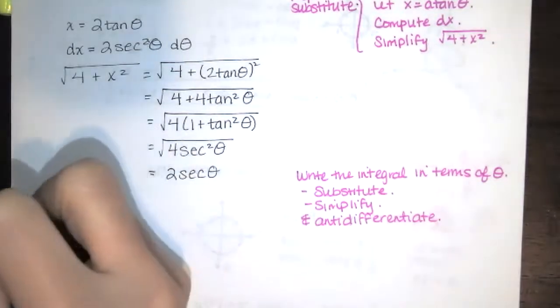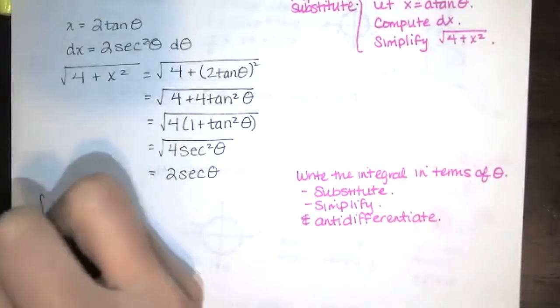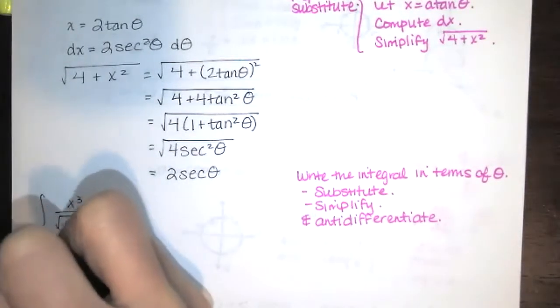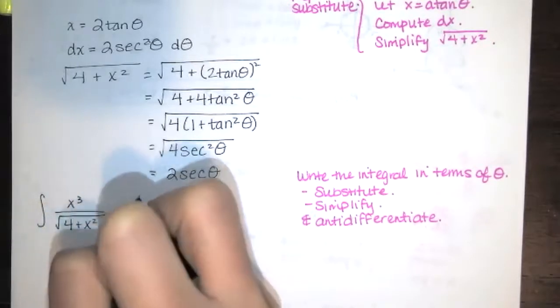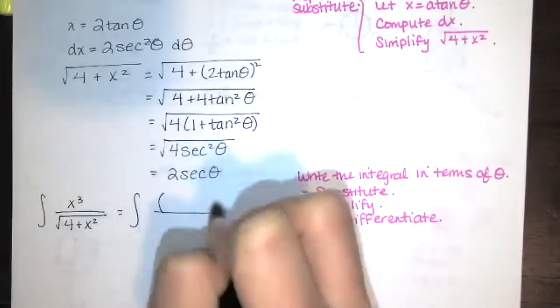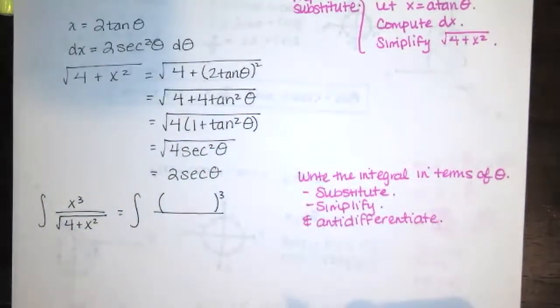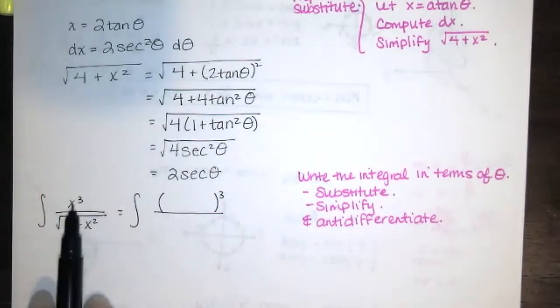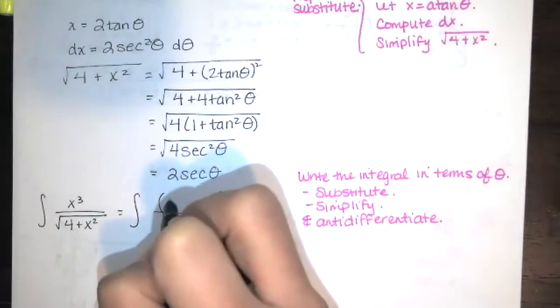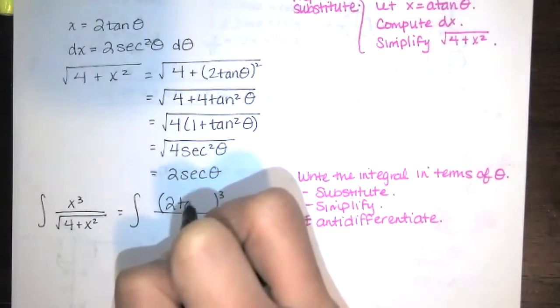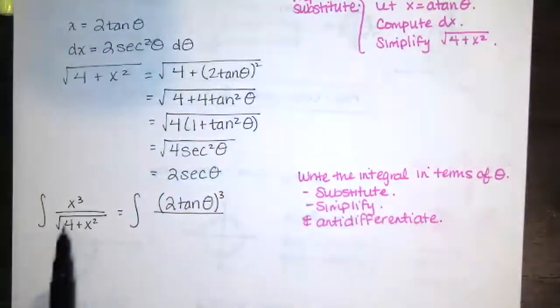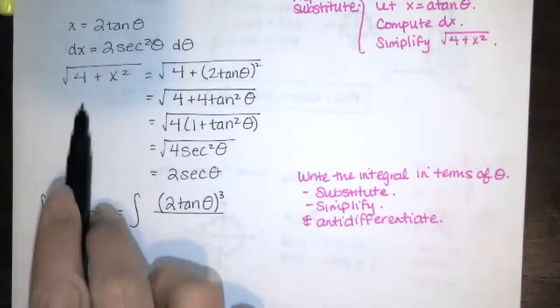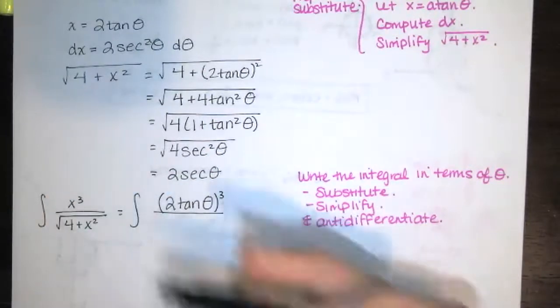So we've got this x cubed over this square root times dx. So you want to replace x with whatever it is in terms of theta. So x was 2 tangent of theta. So I'm going to substitute that in right here. Instead of x cubed, I've got 2 tangent of theta cubed. And the denominator is that square root. The square root of 4 plus x squared is 2 secant of theta.